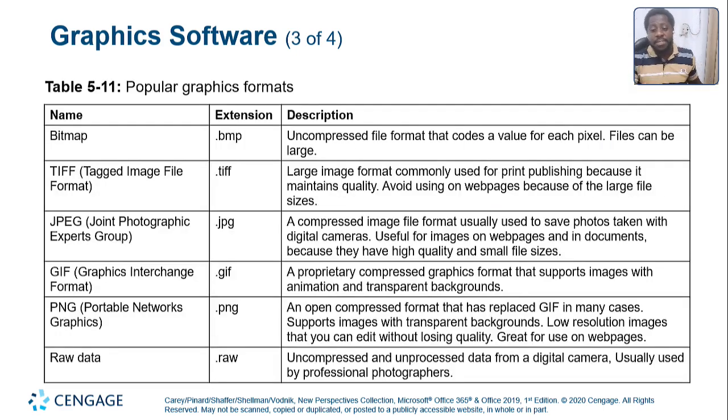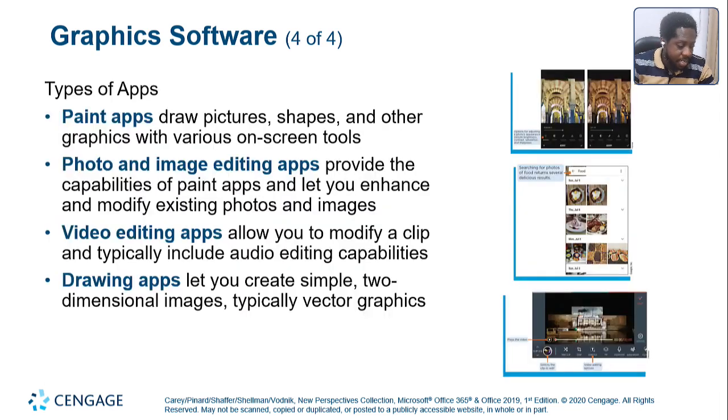There are various popular graphic formats. We have the TIFF, the JPEG, the GIF, the PNG, the RAW, and the BMP. Those of you who are into photography may have heard of the BMP and of course the RAW. But many of us who have been taking pictures with our phones and posting statuses know JPEG best. We also have various types of graphic software: paint applications, photo and image editing applications, video editing applications, and drawing applications, all of which fall under graphics software.